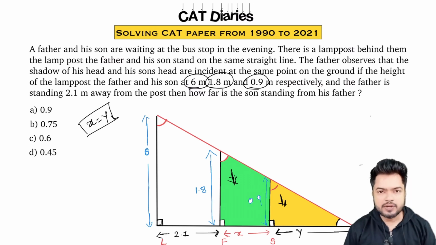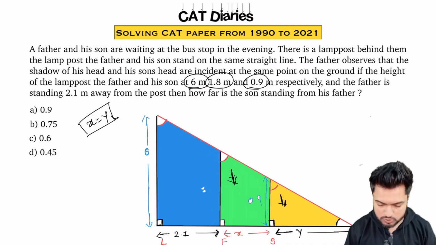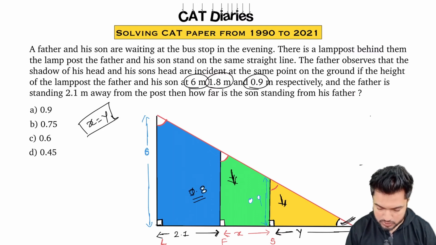So we thought of now what? Yellow and green. Okay, now it would be what? Green and blue. Or you can say yellow and then blue. But then what do you need? You need x, right? So it will be better if we go for green and then blue. So I'm talking about these two triangles now. The blue is, as you understand, the entire thing. Green one, this is 1.8.